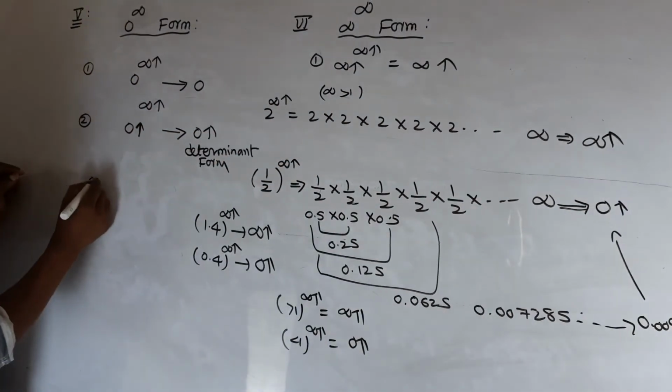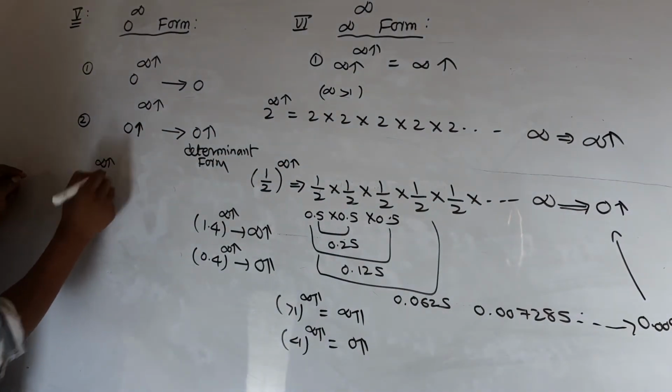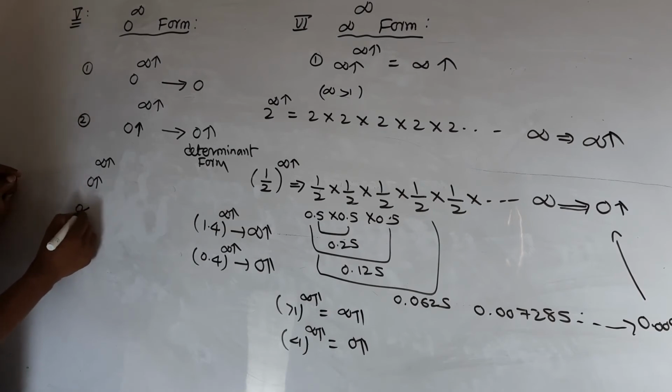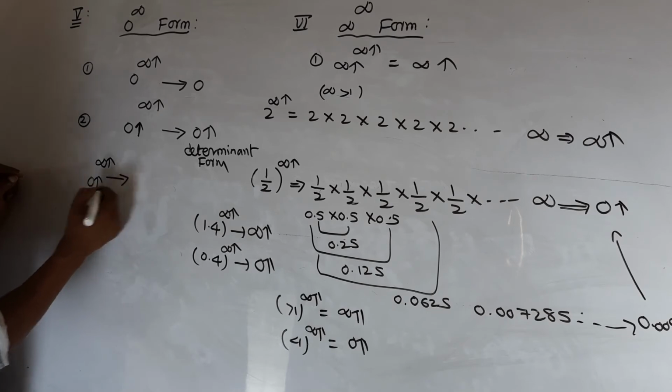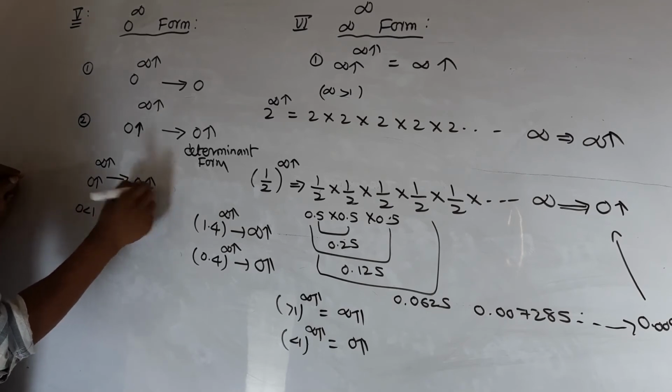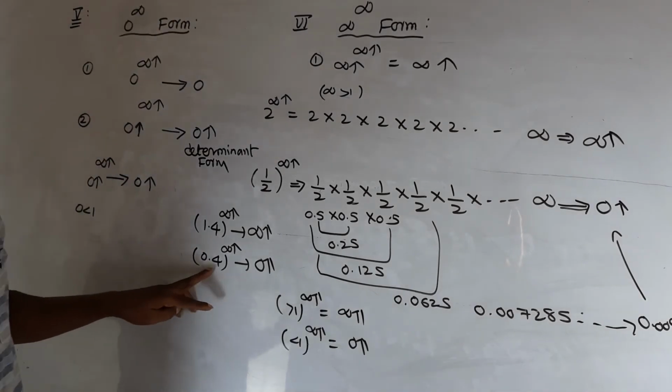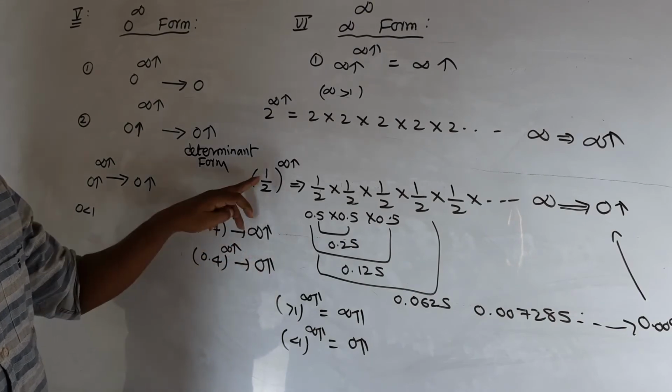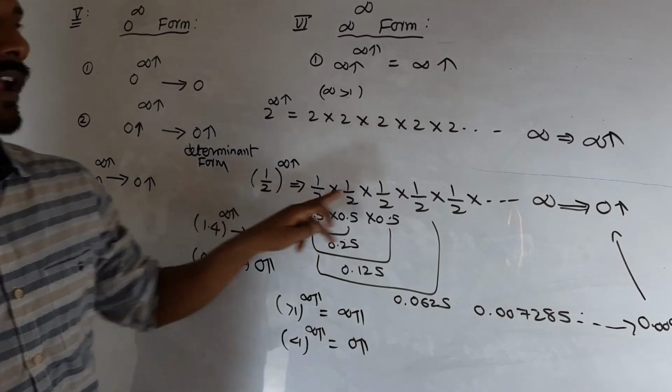So, your base is less than 1. So this result will be 0. Base is less than 1, it approaches 0. For example, base is 0.5, it is less than 1. This one approaches 0.